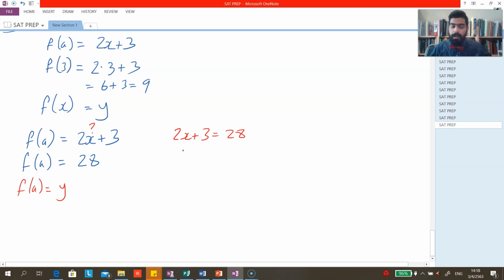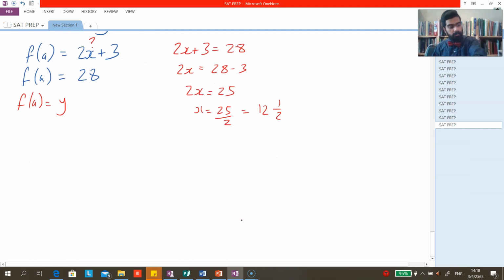We solve for x. So we have 2x is equal to 28 minus 3. 2x is equal to 25. X is equal to 25 over 2, and we can also write this as a mixed fraction if you want, which would give us 12 1 over 2, or 12 and a half. Guys.